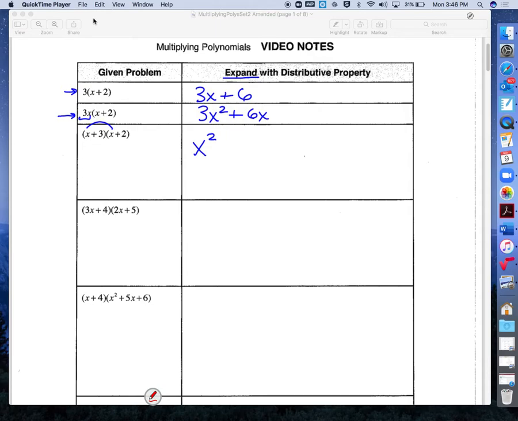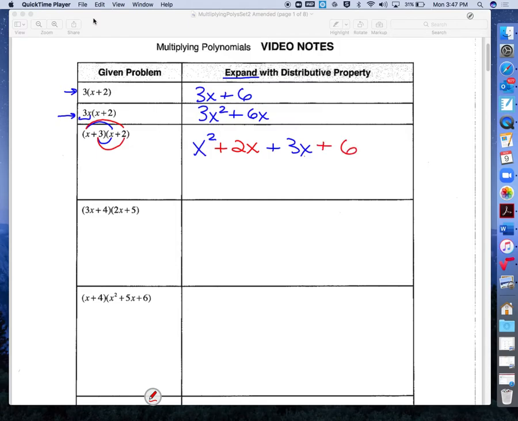Then the next operation, I'm going to go back to the first binomial. I'm going to distribute that x to the 2. That's going to result in 2x. Then I'm going to move back. I've distributed the x to both members of the second binomial. I'm now going to move to the 3. I'm going to multiply the 3 by the x. And then lastly, I am going to multiply the 3 by the 2.